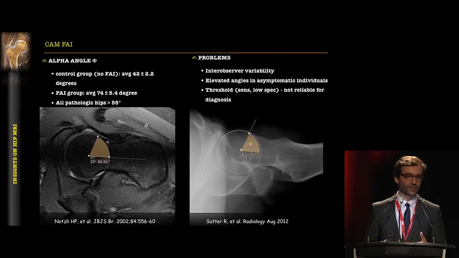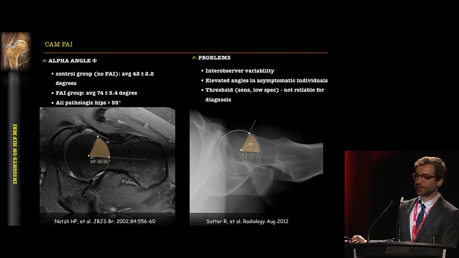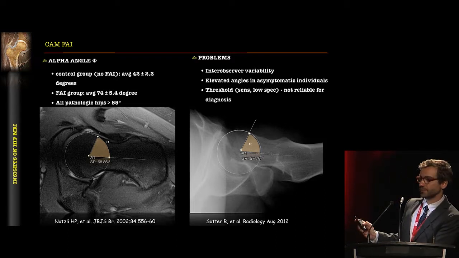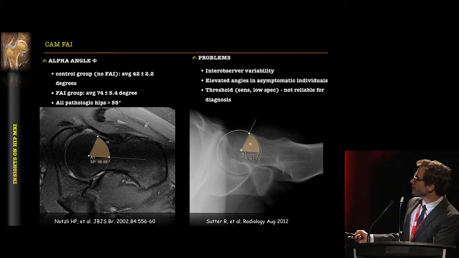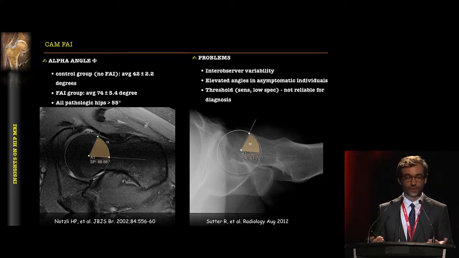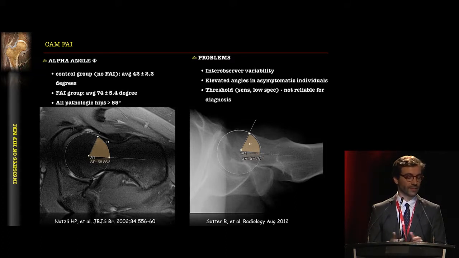We always try to quantify, and to quantify this deformity the alpha angle was proposed in 2002. This is the angle formed by the axis of the neck and the line that joins the center of the femoral head and the junction between the head and the neck, where the radius of the neck surpasses the radius of the head. The threshold suggested in 2002 was that patients with this kind of deformity have an alpha angle above 55 degrees. Now we've been using this for some years, and we know there are some problems: there is incredible inter-observer variability, and there are elevated angles in asymptomatic patients, as I told you before. The suggested threshold is fairly sensitive, but not specific enough, so it's not reliable for the diagnosis.